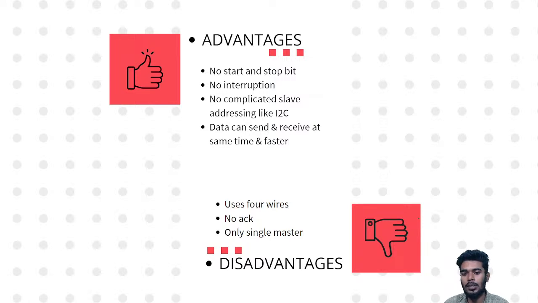So what are the disadvantages? It uses 4 wires, whereas I2C and UART use only 2 wires. There is no acknowledgement bit. In I2C, we get an acknowledgement bit when the data has been transferred, but in SPI we don't have that. And we can connect only one master. That is the problem, and that's why they developed the I2C communication.